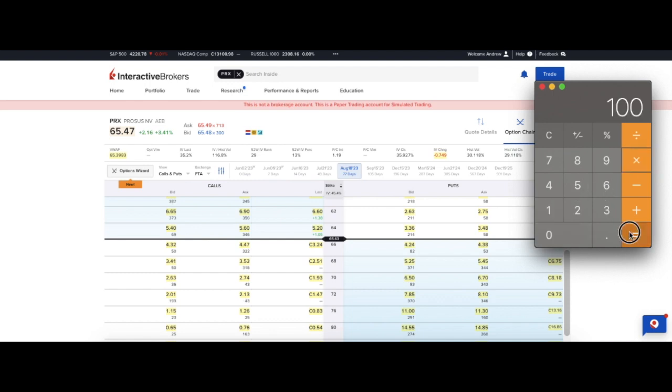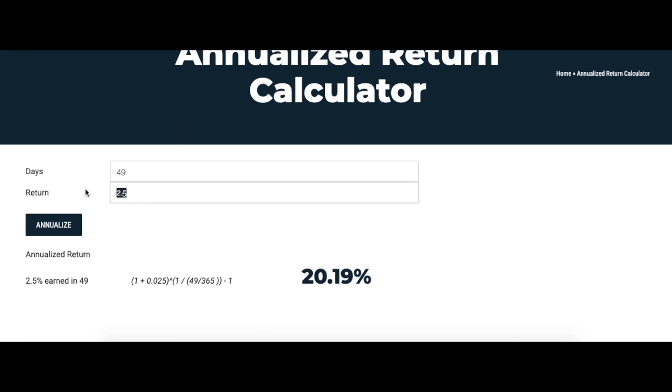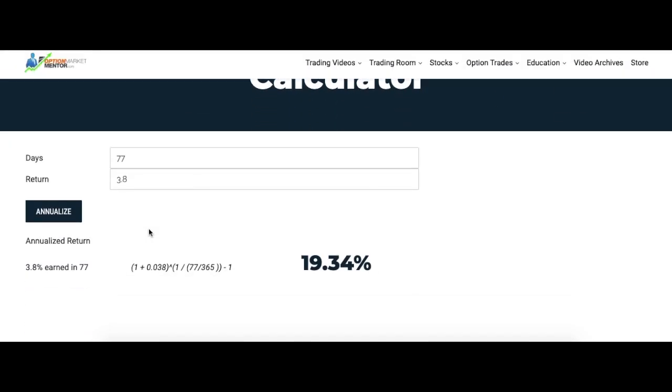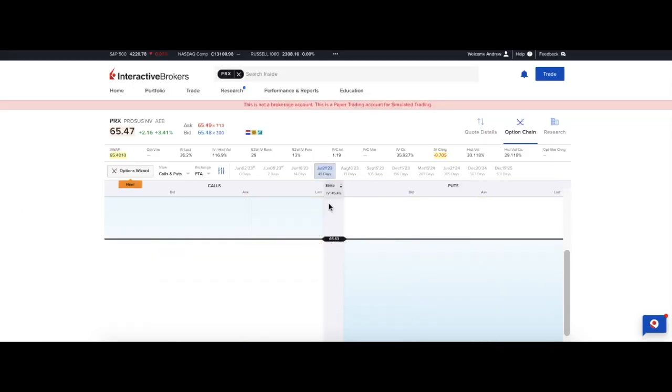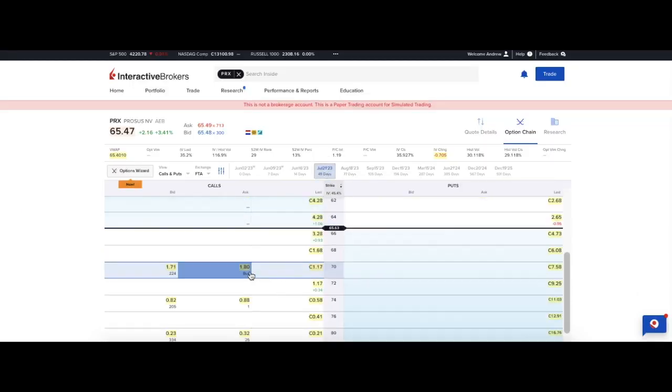266 times 100 divided by 7,000 gives me 3.8% after 77 days. So we've got to try to beat 20%, and we don't quite. We're just starting to go down a little bit. So it looks like after 49 days, at around that 1.75 mark is ideal.